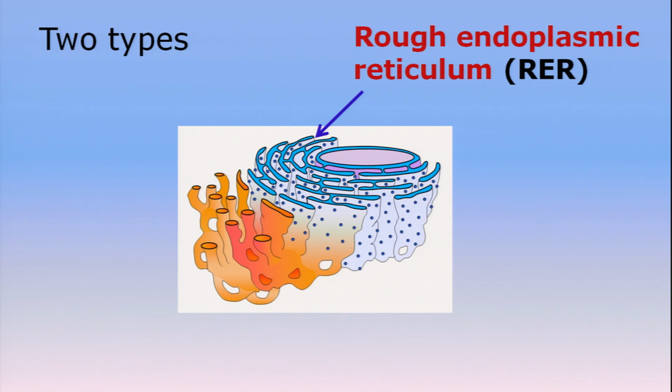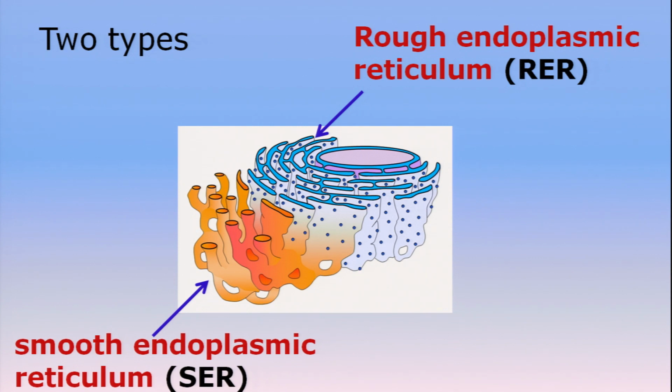But the tubules, they do not have ribosomes attached to their surfaces. That's why they do not appear rough, and we call them smooth endoplasmic reticulum or SER.